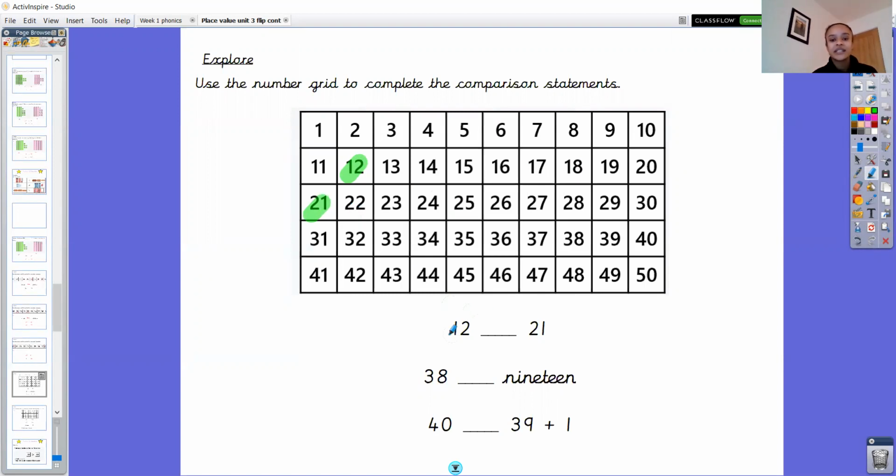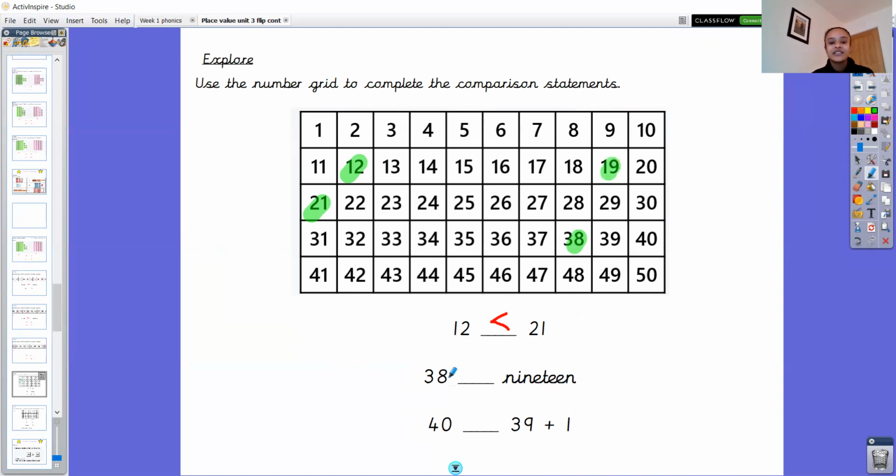Okay, so what symbol is going to go in between here? More than, less than, or equal to? 12 is, well done, less than 21. This is the bigger number, it comes after 12. It's got more tens, got 2 tens, and then got 1 ten. So 12 is less than 21. Good, okay, the next one, I've got 38 and I've got the number in a word, 19.